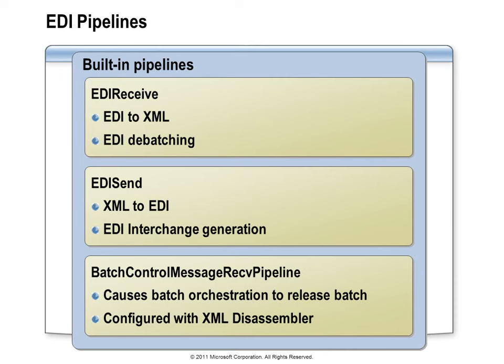So BizTalk comes with the EDI receive pipeline and the EDI send pipeline. These include the disassembler and the assembler. It also can include the debatching and the interchange processing. There's also a batch control message receive pipeline. This is one that's typically used when you're receiving control messages in. It's mostly used within BizTalk itself to handle control messages coming in to release a particular batch of messages out to the ultimate destination.